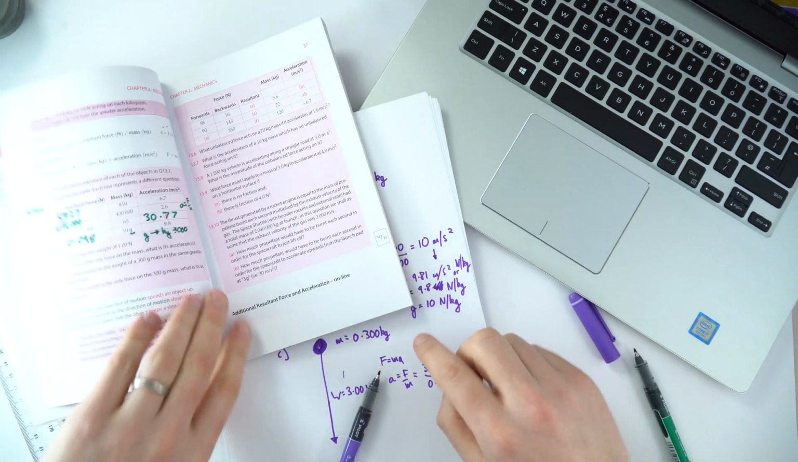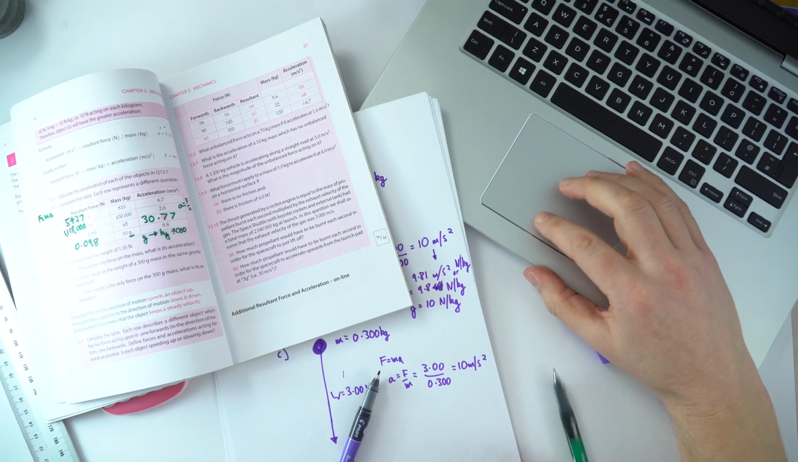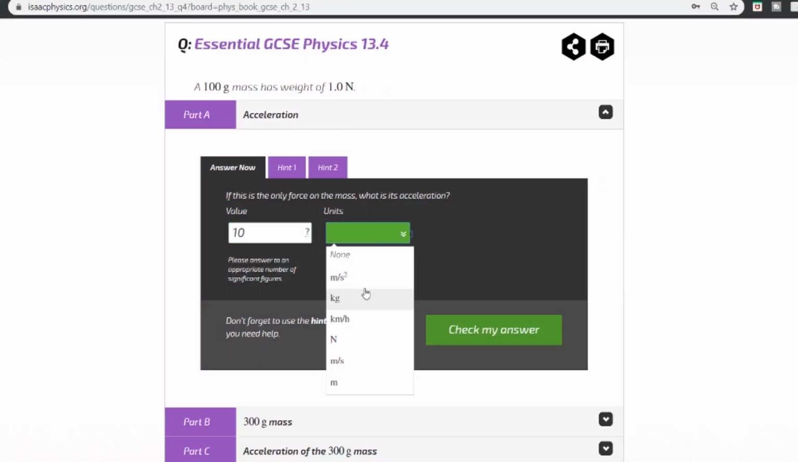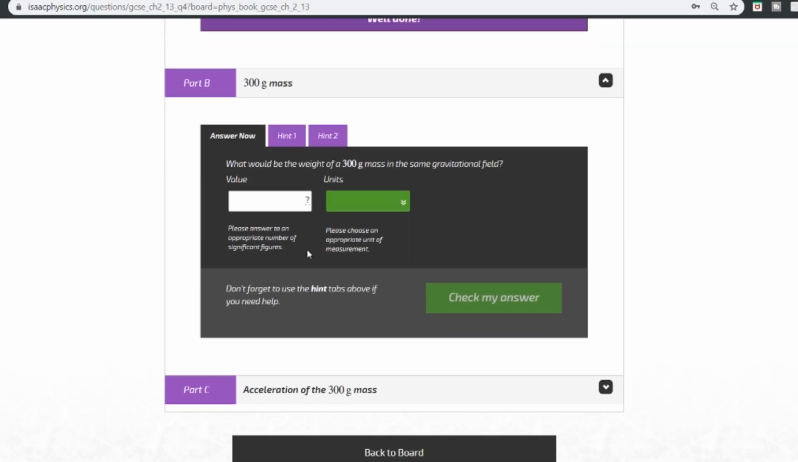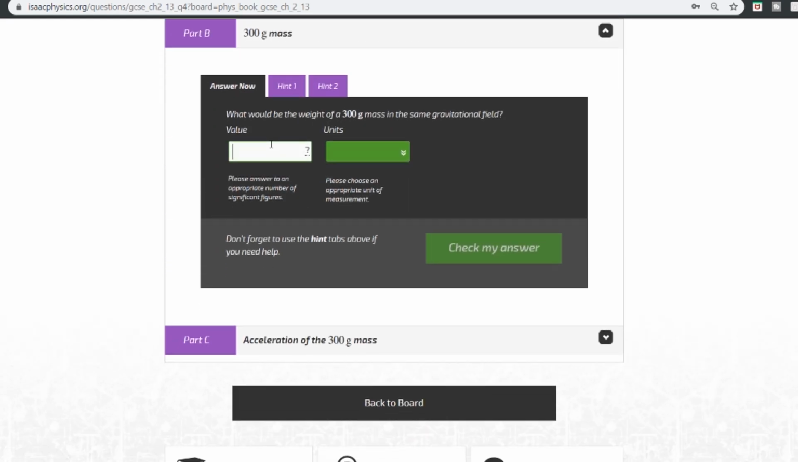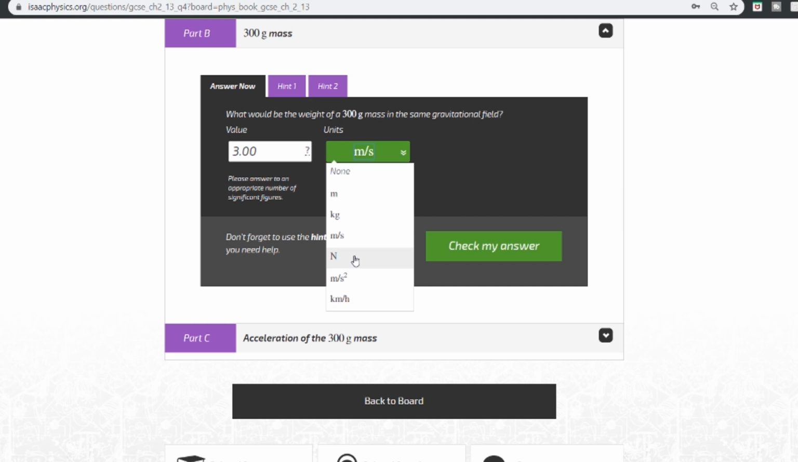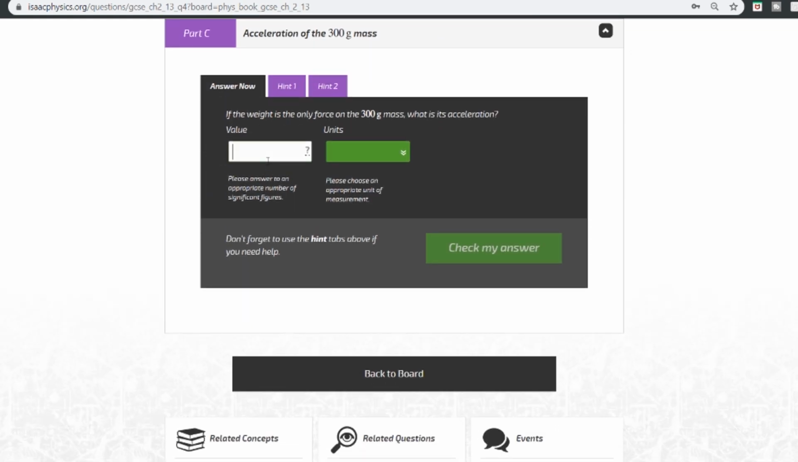So I've got my answers. I'm just going to check. I hope I'm correct, but I'm just going to put them onto Isaac Physics again. Okay, so the first one we said the value was 10 meters per second squared. The 300 gram mass has a weight of 3.00. So that's 3 significant figures. An appropriate answer would have 3 significant figures. It's a weight, so the answer would be in newtons.